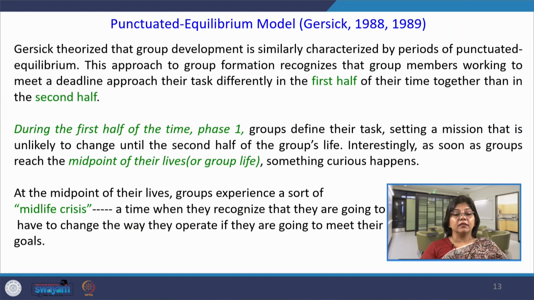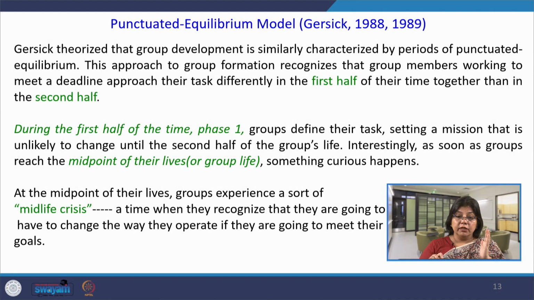So, that is why it is termed the punctuated equilibrium model. Punctuated means some kind of crisis or halt or stop will be experienced because of some mistake or crisis, and then again equilibrium will be maintained in the second phase. So, this is how a group develops and functions based on this model.